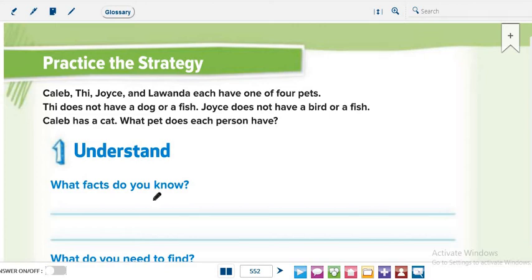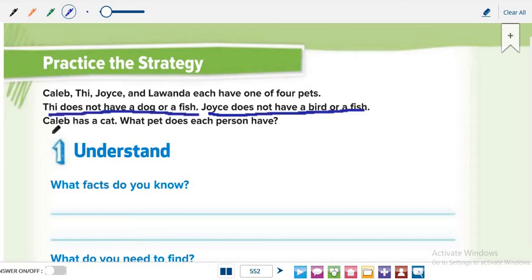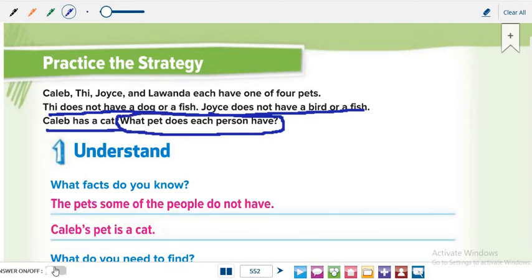Very good question. Let's summarize what we know, grade 3. Caleb, Thai, Joyce, and Lawanda each have one of 4 pets. Thai does not have a dog or a fish. Joyce does not have a bird or a fish. Caleb has a cat. This is what we know, and this is what we need to find. We need to find what pet each person has. Or simply we can write the pets some of the people do not have. I prefer to write like this.